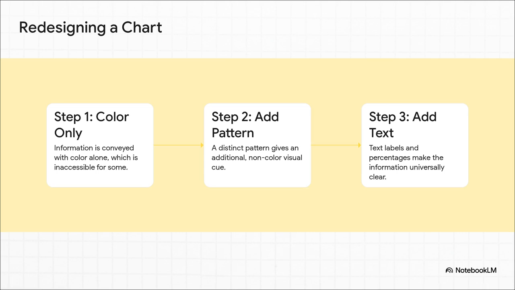In step 1, it's just using color. To some people, this is just a gray circle. Useless. Okay, step 2, we give color a partner. Patterns. Now, each slice looks different. No color needed. But we can do even better.